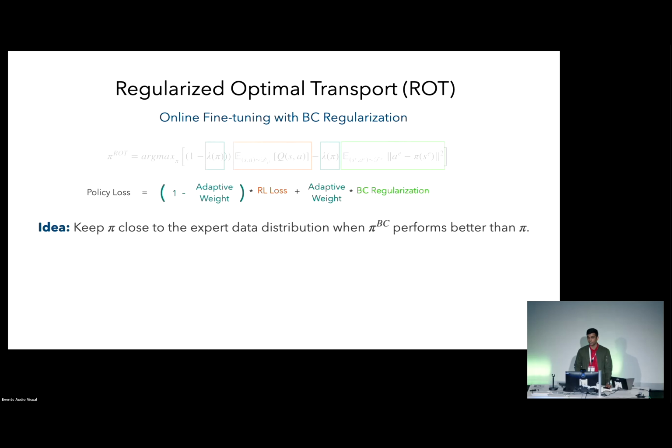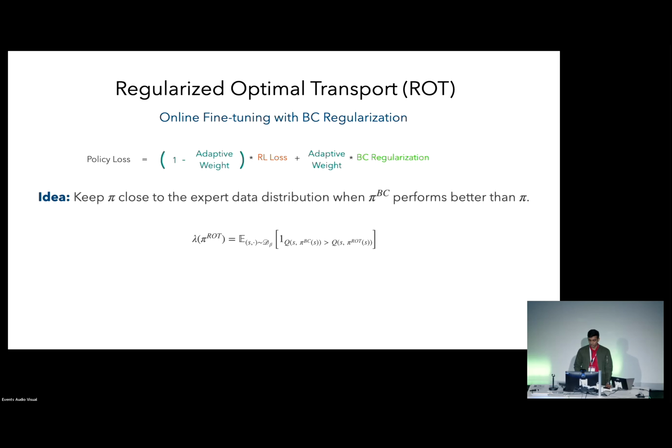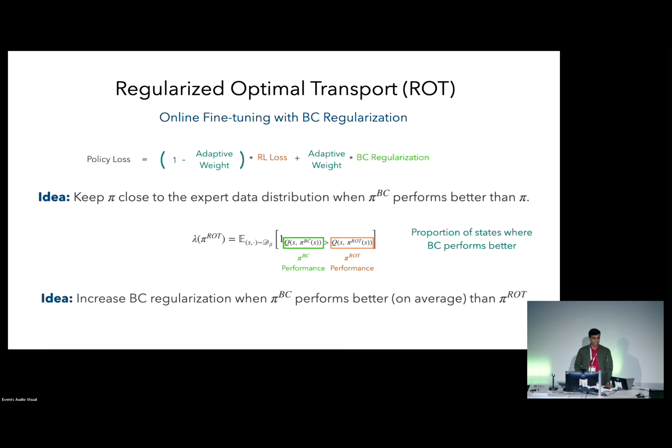The idea is to keep your online policy close to the behavior policy when the behavior policy shows better performance. Now, in order to compute the adaptive weight lambda, we use the current equation. Basically, lambda just represents the proportion of states from your sampled states where the behavior cloning policy shows better performance than the current policy. And the idea, again, is to increase the amount of regularization when your behavior policy shows better performance.